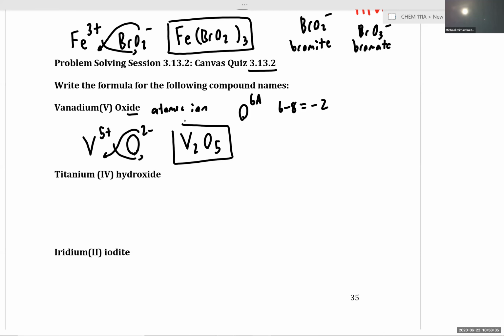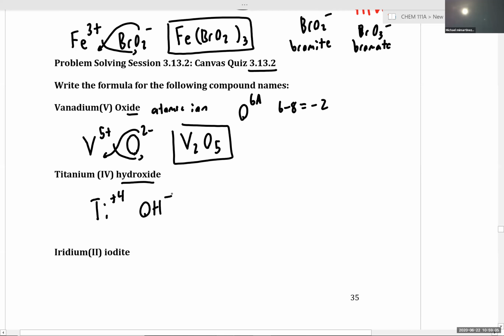Okay, let's look at this next example. Titanium 4 hydroxide. The charge of titanium is +4. Hydroxide, would someone like to provide the formula for hydroxide? This is a polyatomic ion, and it's one that you should know because it's super common. Probably one of the most common polyatomic ions you would see in this class. OH minus. Yep, exactly right.